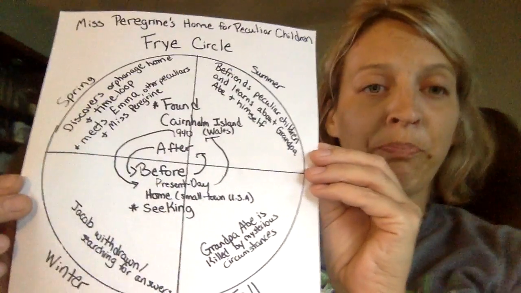So that added just a little piece of interest and intrigue, I guess, to the novel that I think kids would really pick up on. It's not your typical illustrated book, but it's interesting to see how he's paired those real-time photographs with the story that he's telling. So again, Miss Peregrine's Home for Peculiar Children by Ransom Riggs. And this is my Frye Circle.